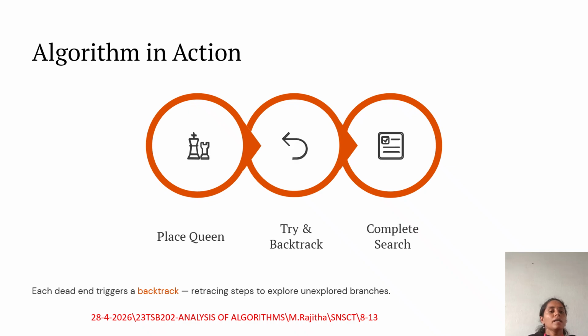Algorithm in action. Let us see how the algorithm works. First, a queen is placed in a safe position. Then the algorithm moves to the next row. If a valid position exists, another queen is placed. Sometimes we reach a point where no safe position is available. At this stage, the algorithm backtracks. It removes the most recently placed queen and tries another position. This process continues repeatedly until a complete solution is found. The algorithm systematically explores all possibilities while avoiding invalid paths.